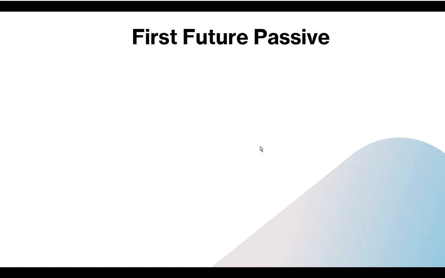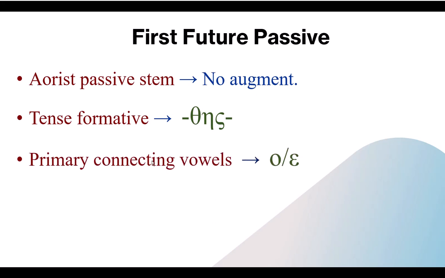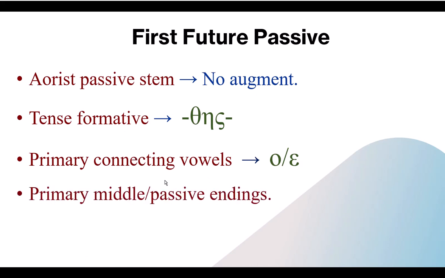Now let's go on and look at the first future passive. The reason that we look at future passive together with aorist passive is because they share some things in common. In particular, they share a stem. So for the future passive, the aorist passive stem is used. Now, unlike the aorist, this is a future, so there's no augment. The tense formative for the first future passive is thesis. There are some connecting vowels. So the future is one of the rare cases where we have a tense formative and connecting vowels. And then we use primary middle passive endings.